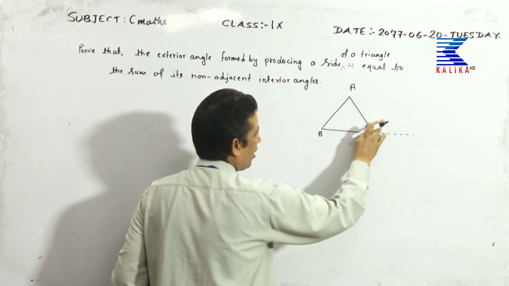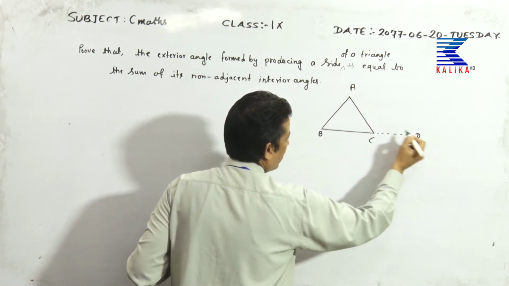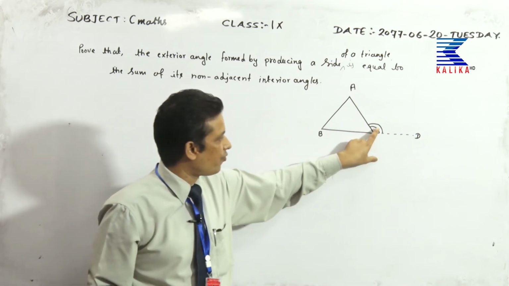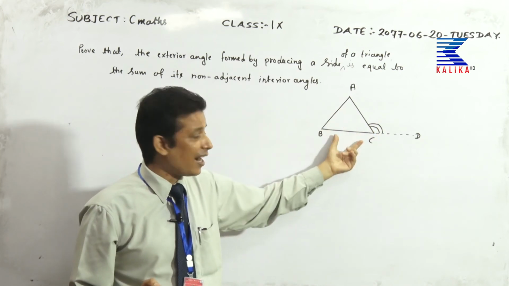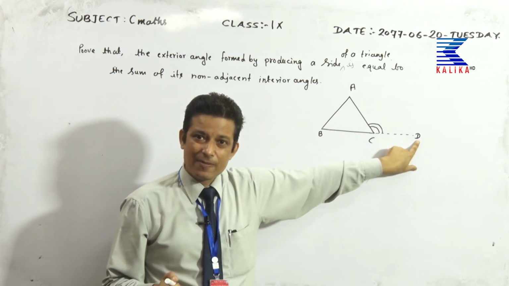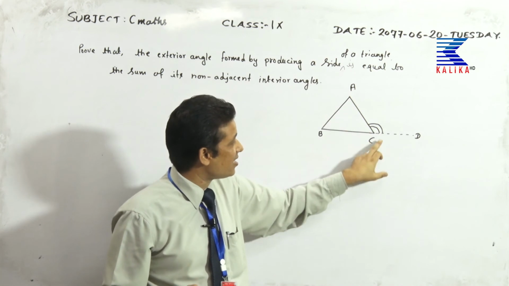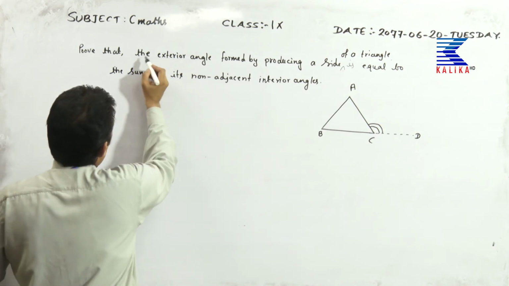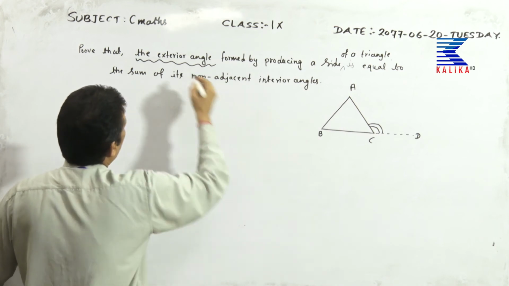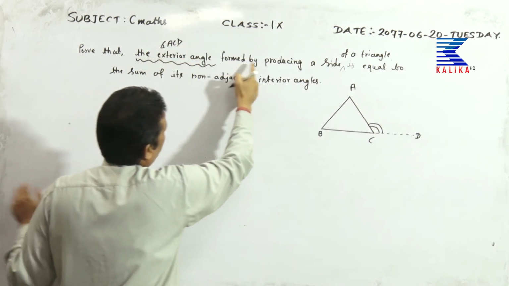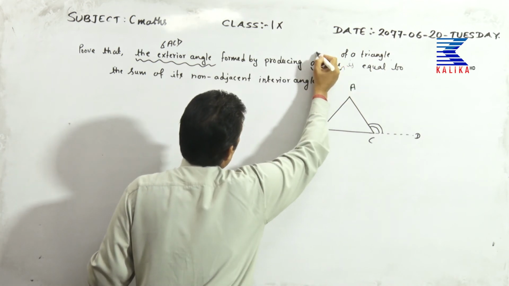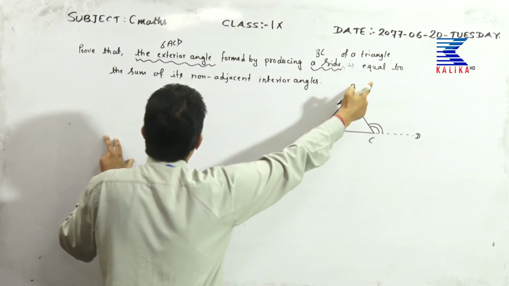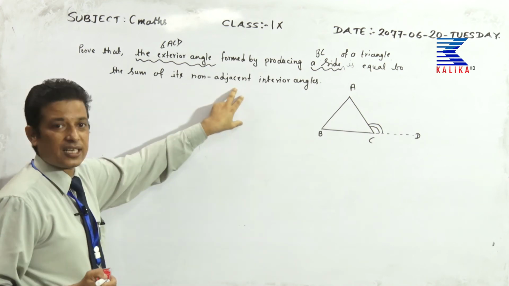So, look, let us suppose BC is the side and we have produced side BC up to D, then this is the angle so formed. ABC is a triangle, side BC is produced to D, so that an exterior angle ACD is formed. Let me go through the statement. The exterior angle, it means which angle? Remember, angle ACD, formed by producing side BC of a triangle. We need to prove that this angle is equal to the sum of its non-adjacent interior angles.